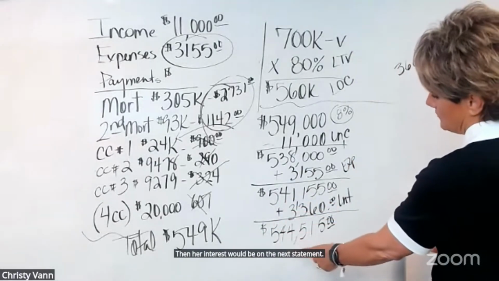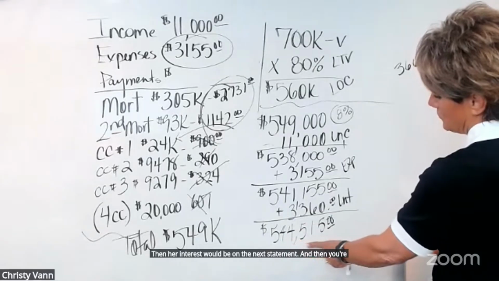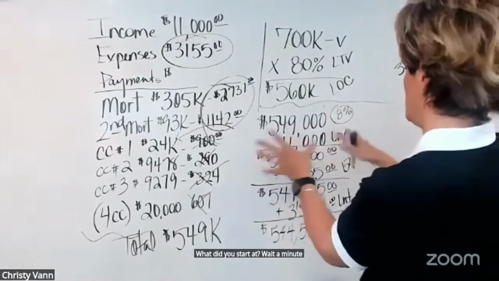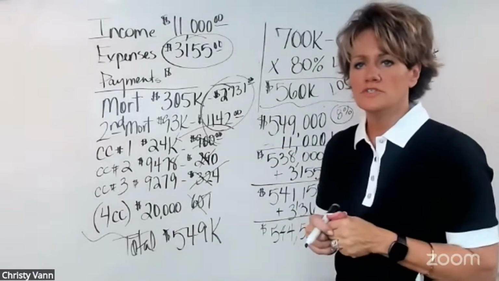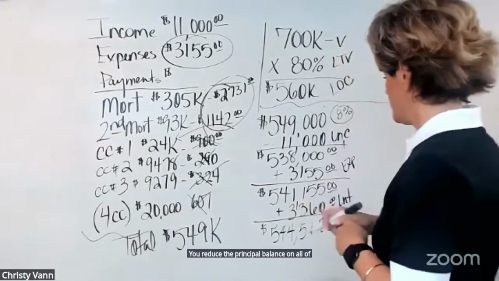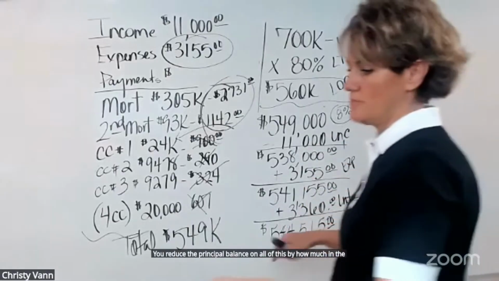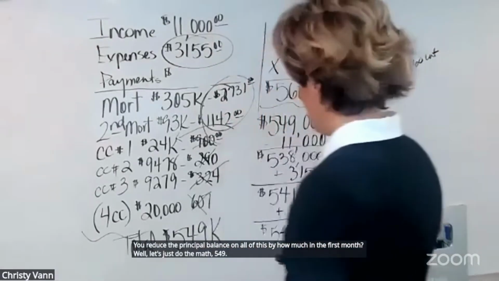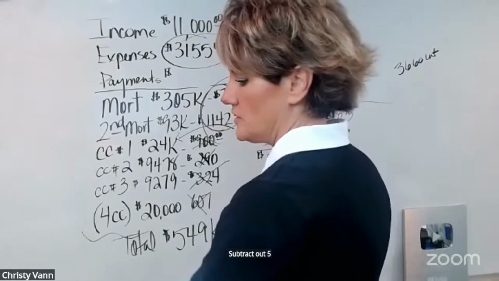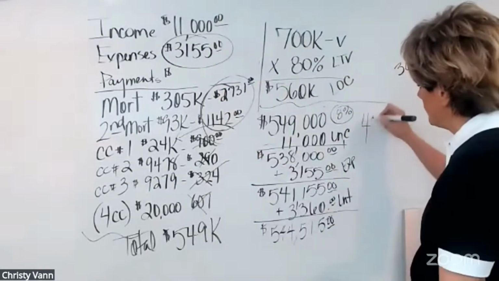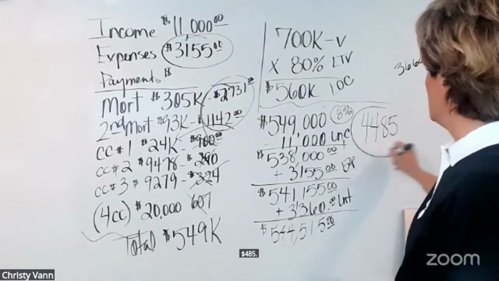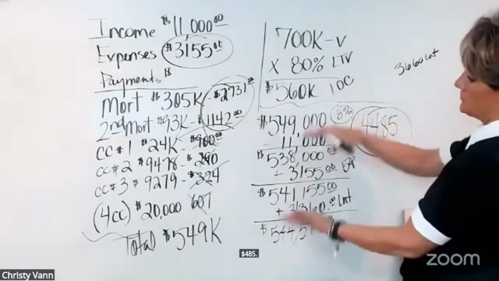And then you're at 544,000. What did you start at? Wait a minute. What just happened here? You reduced the principal balance on all of this by how much in the first month? Well, let's just do the math. 549, subtract out 544,515, $4,485 was paid off in your first month.